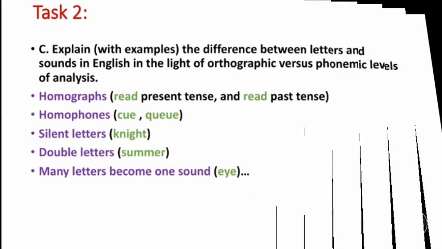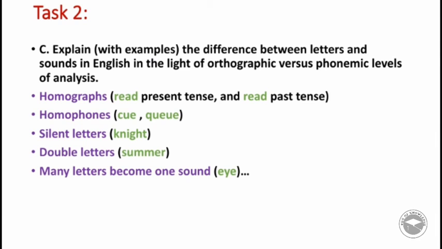Last question: Explain with examples the difference between letters and sounds in English in the light of orthographic versus phonemic levels of analysis.